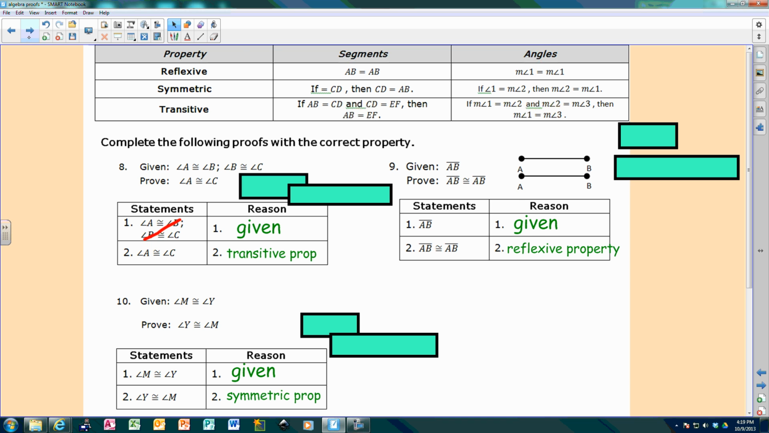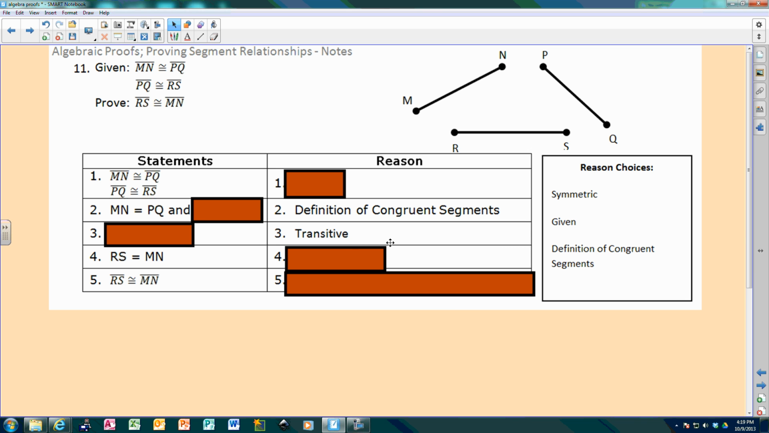All right, so now let's do one where you have some statements and some reasons, and you have to come up with the rest. So the very first thing I do is I look up here and I see what's given. And I always make sure that I go over here. MN is congruent to PQ. PQ is congruent to RS. I want to prove that these two are congruent. Well, my eyes see they have the same mark, so I know that they are, but I have to prove it. So the first thing I do is I write down what's given.